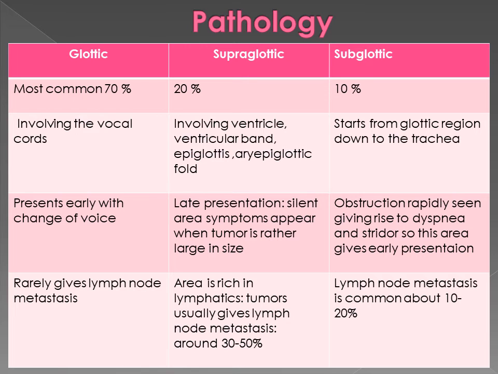sometimes unilateral and bilateral. 10% is subglottic, starting from the glottic region downward to the trachea. Presentation is due to obstruction, rapidly seen, giving rise to dyspnea and stridor. So this area gives early presentation. Lymph node secondaries are common, about 10 to 20% in this variant of laryngeal carcinoma.